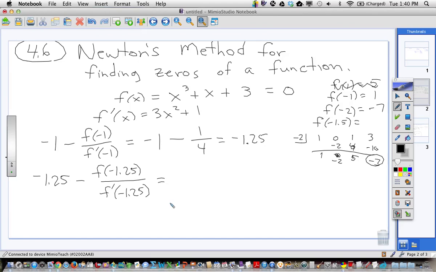Something on the calculators that I showed you. Define the function. Define f to be this, and well, you can't define f prime. Define g to be this. Define this to be f, and define this to be g. And then you can just type in f of -1.25 and g of -1.25, right? And that would make it a little easier.